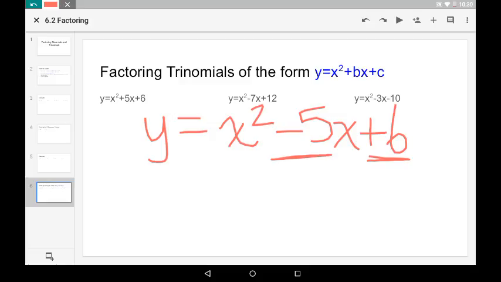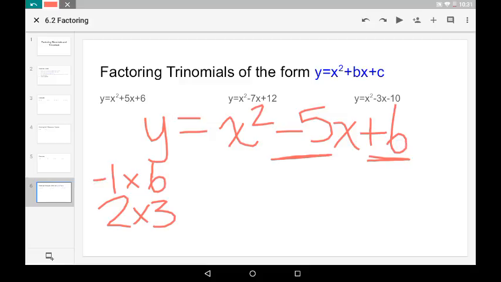Oh, yeah, actually we can. I was thinking of something else. We can. So, factors of 6, we could go 1 times 6, or we could go 2 times 3. So you have to think about positive, and you have to think about negative numbers that will give you 6.